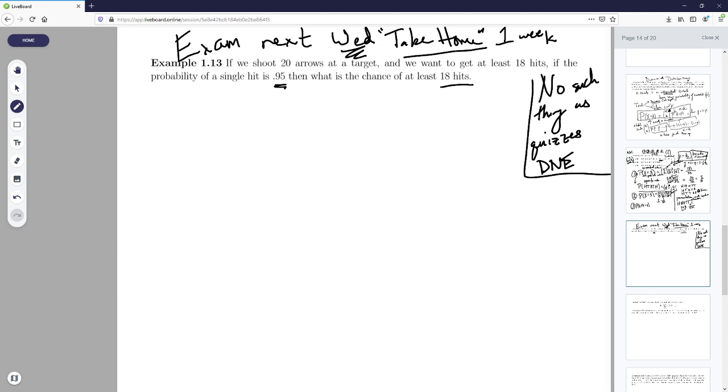So, okay. We want to know what the probability of getting at least 18 hits is, so remember that at least 18 in this context is going to mean 18, 19, or 20.